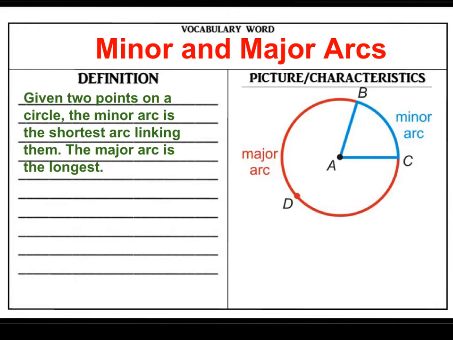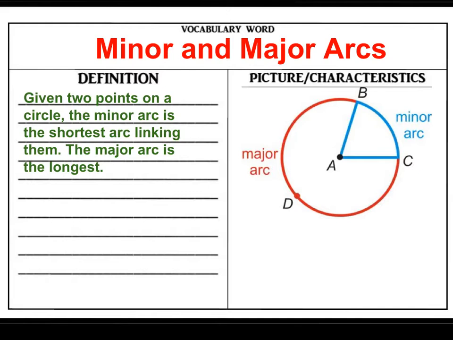Our first word is minor and major arcs. The definition says, given 2 points on a circle, the minor arc is the shortest arc linking them, and the major arc is the longest. So if we look at our picture over here on the right side, we have our circle. We have our 2 points that are on the circle. Our minor arc would be the shortest arc, which would be BC, and our major arc would be all of this red arc over here.